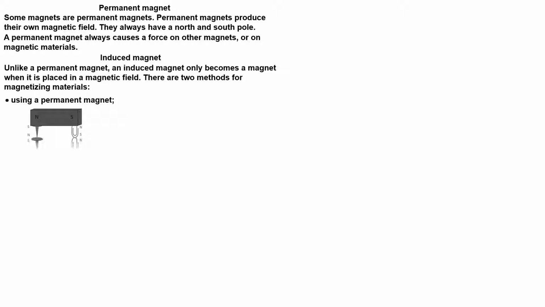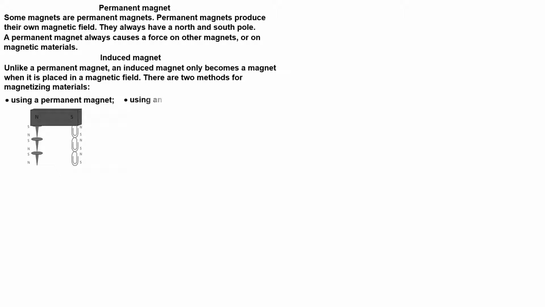Induced magnet. Unlike a permanent magnet, an induced magnet only becomes a magnet when it is placed in a magnetic field. There are two methods for magnetizing materials. Using a permanent magnet, nails and clips became induced magnets.